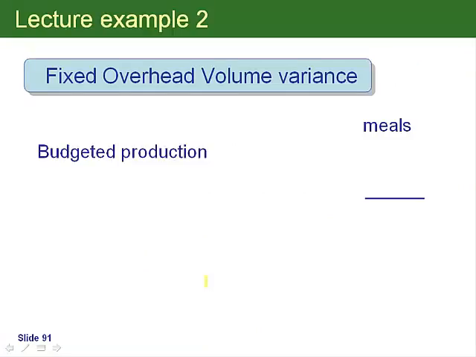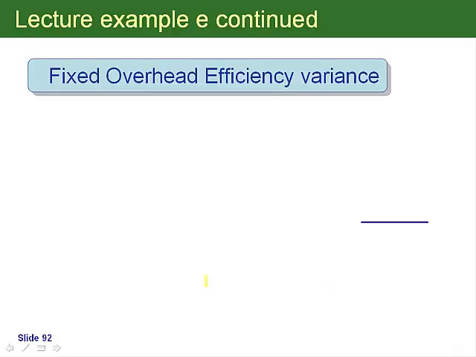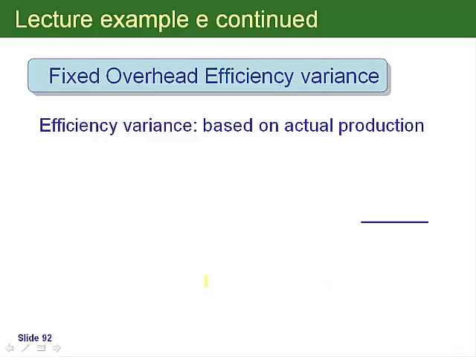So the fixed overhead volume variance, we're comparing our expected units with our actual units, and we value those at our overhead absorption rate. Now note here what we're bringing in is meals or units, so your overhead absorption rate is also based on units. Don't bring in the 1 per hour by mistake. So it made more meals than expected, so despite this being a cost variance, it's good news, it's a favourable variance. Now we can break that down into our efficiency and capacity variances.